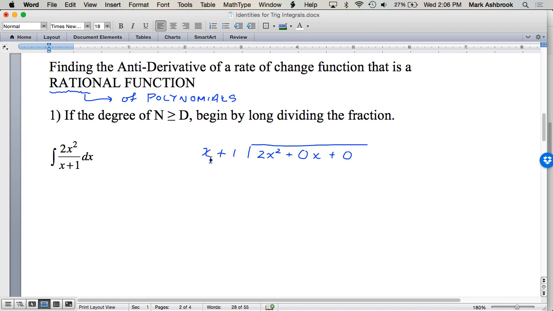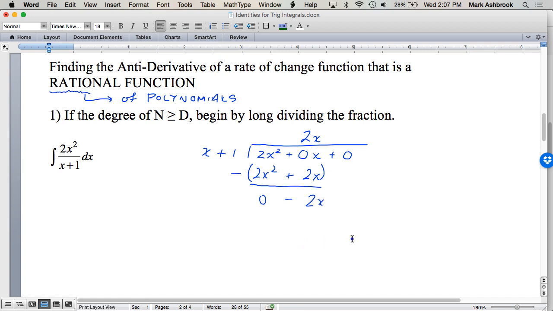So in other words, what times x gives us 2x squared? 2x. And we're going to put that above the x, in the x column. So we're going to start with 2x. Why do we do that? Because when we multiply down, we get 2x squared plus 2x. And then when we subtract, y'all remember long division? When we subtract, these go away. And that's what we wanted. That's why we picked 2x, so that this leftmost column is going to end up being 0. That's how long division works. So then we got 0x minus 2x, which equals negative 2x.